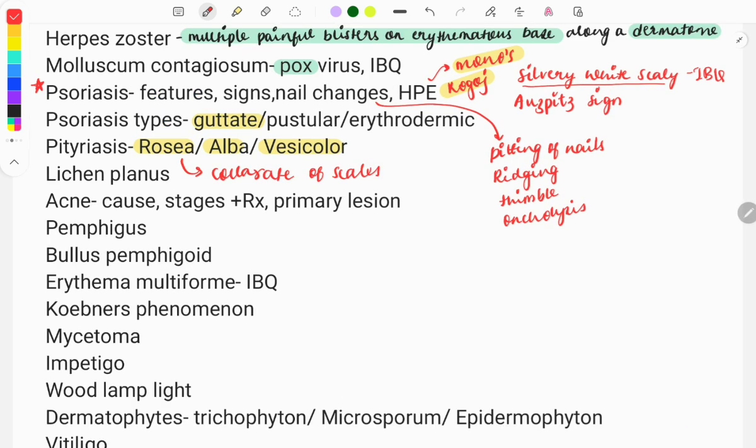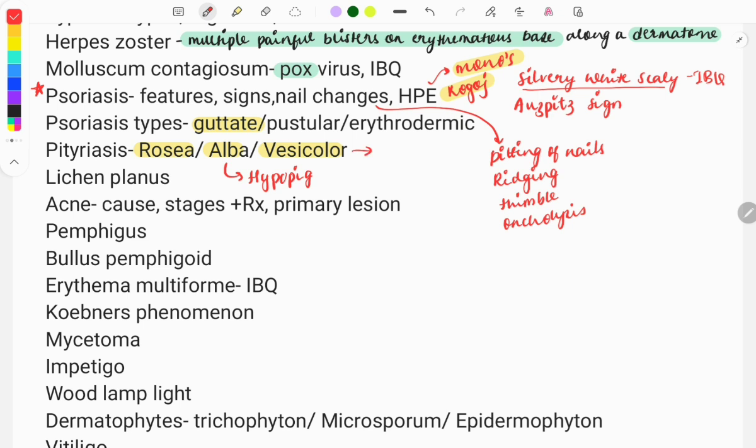And the lesions on the trunk look like a fir tree appearance. And the first patch of the pityriasis is called a herald patch. So questions are asked on these, like they'll give a clinical case describing all these features and ask you to make the diagnosis. Pityriasis alba usually presents with hypopigmented lesions and is most commonly seen in children.